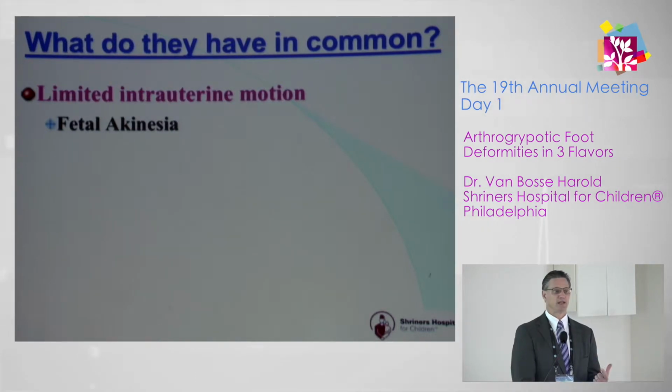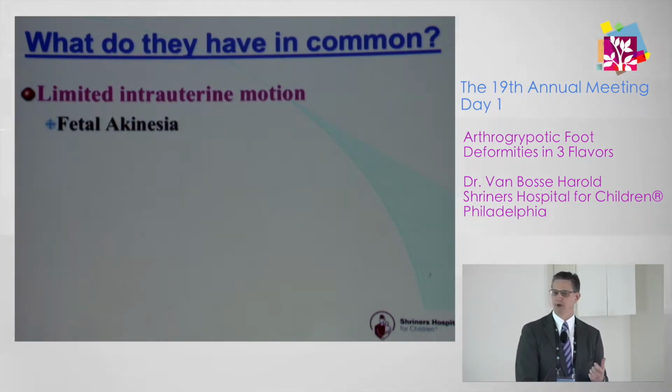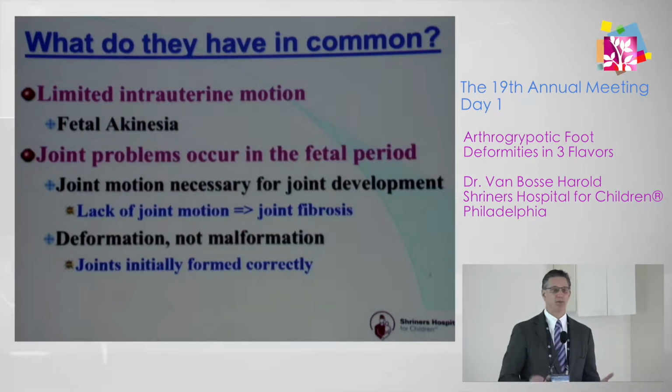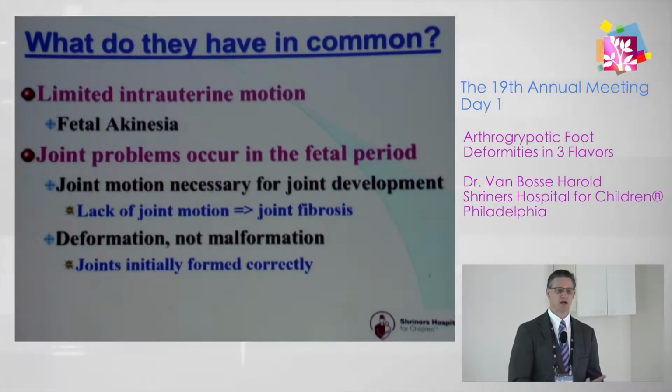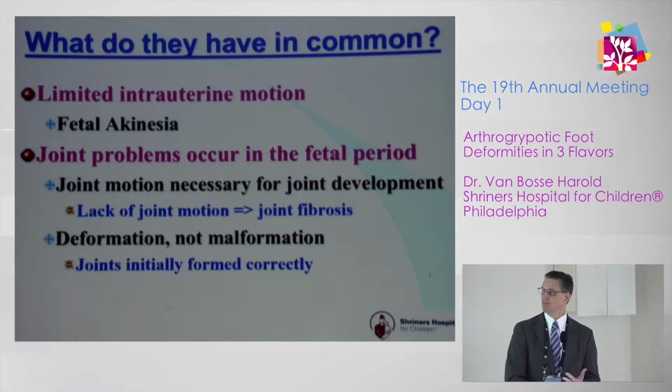It's fetal akinesia, limited intrauterine motion, that the baby for some reason is not moving their limbs the way they're supposed to. And there could be a bunch of different reasons. There can be central neurologic reasons, peripheral neurologic reasons, muscular dystrophies of some sort, or soft tissue abnormalities such as Escobar syndromes that can lead to this.